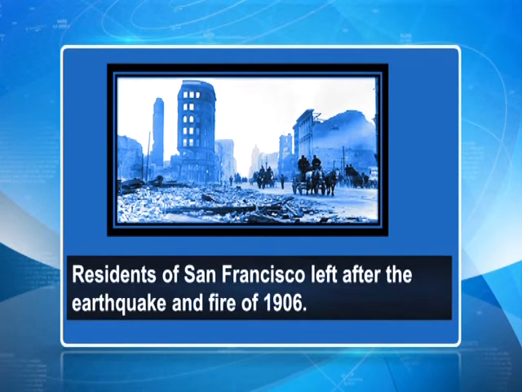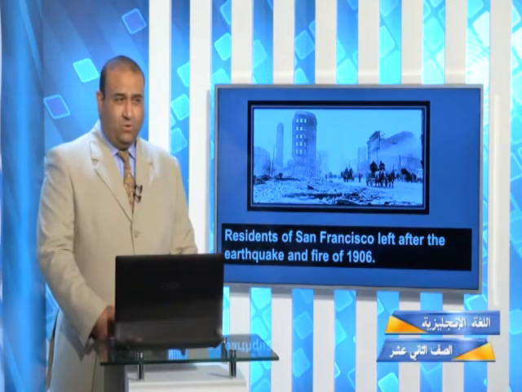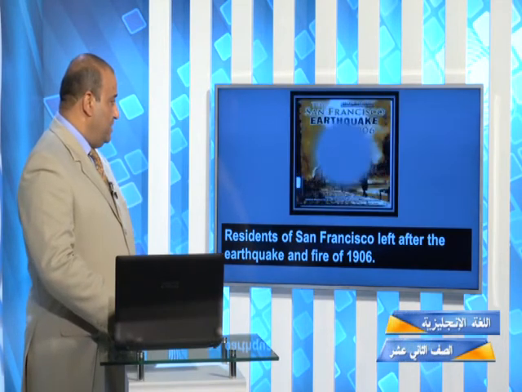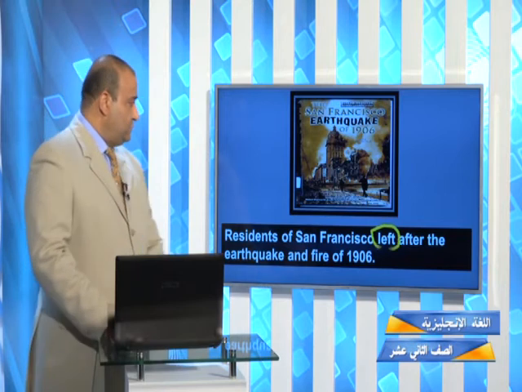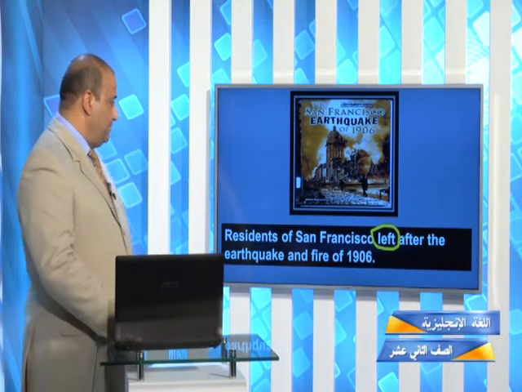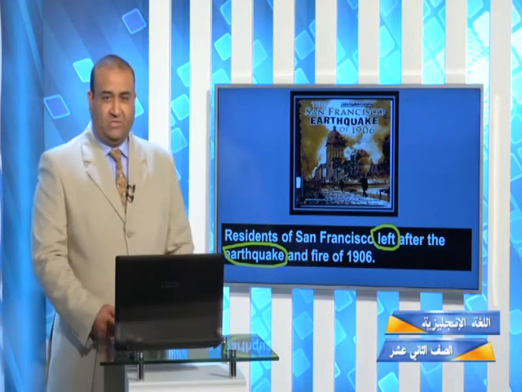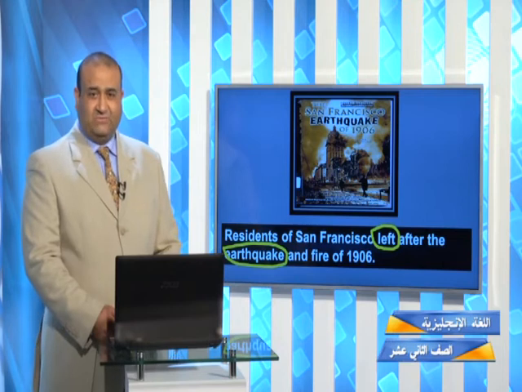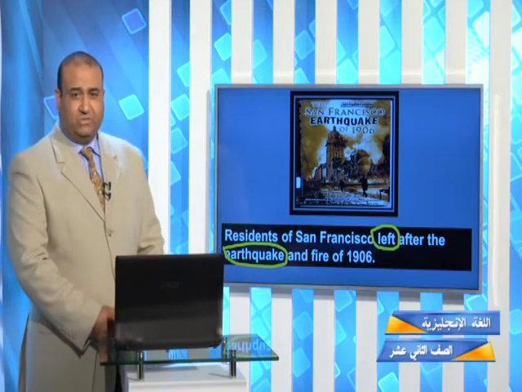This picture is very clear. It's about destroyed buildings, and people are trying to move from their homeland. Here it is written, residents of San Francisco left after the earthquake and fire of 1906. Some words here need to be taken into consideration. This word is the word left, and earthquake. So it's clear here that there were some people who did their best to leave as soon as possible because there was a natural disaster.